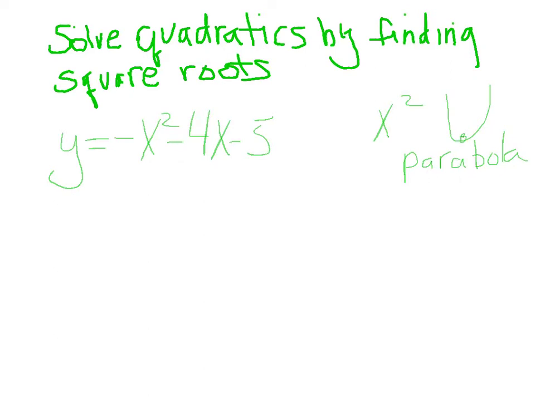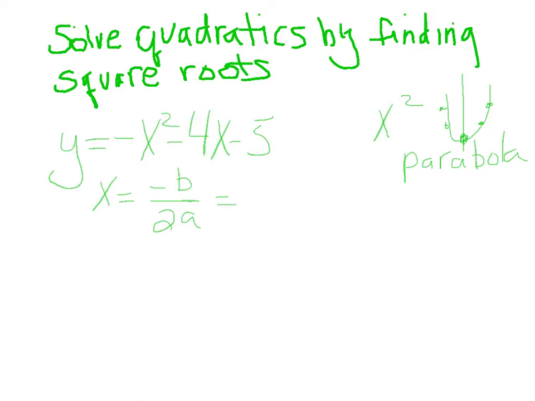A parabola has a vertex, and it's either the lowest or the highest point of the quadratic. It has an axis of symmetry, which the vertex is on. The axis of symmetry means that there's a mirror image point for every point on the parabola. So let's go ahead and find the axis of symmetry for that. Do you remember the equation for that? It's x equals negative b over 2a.